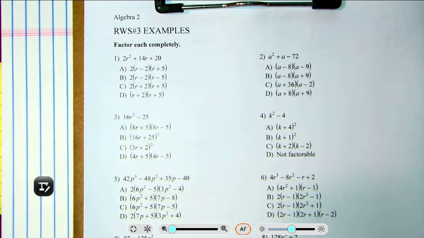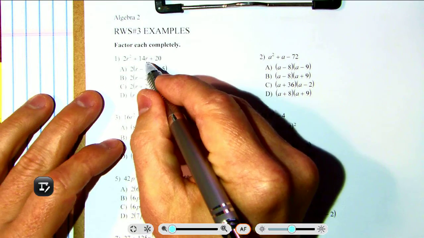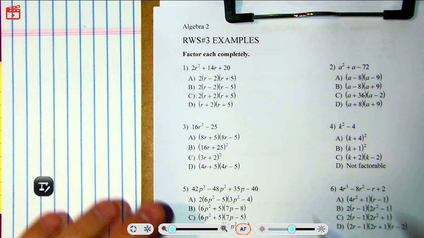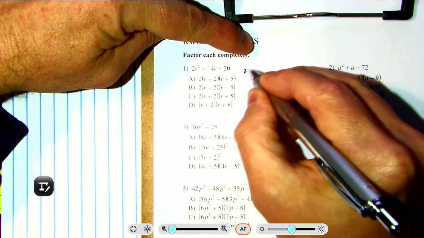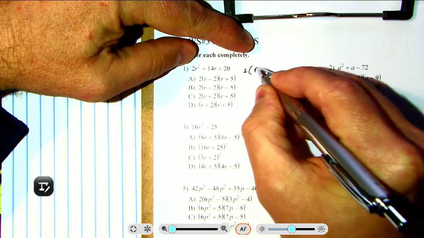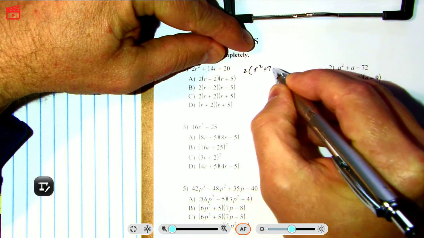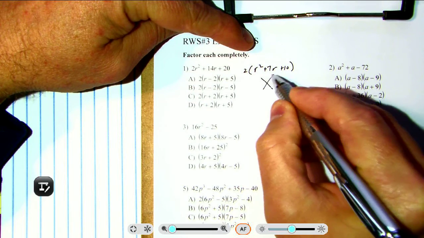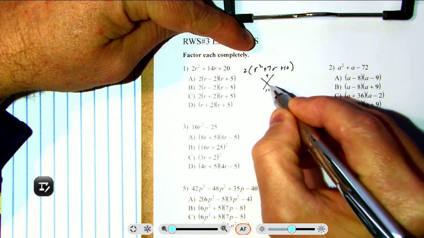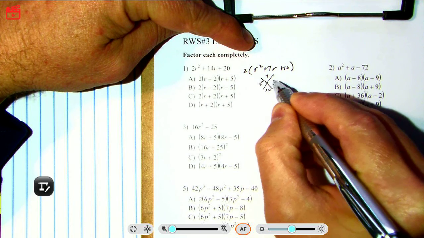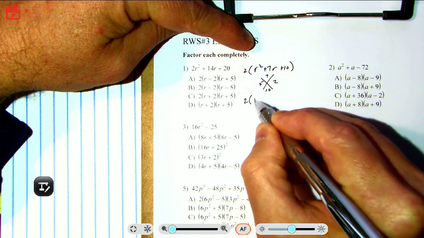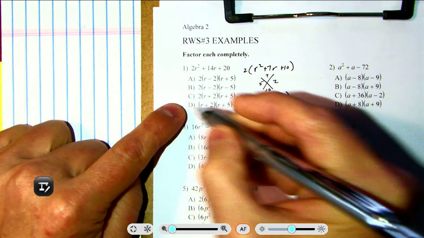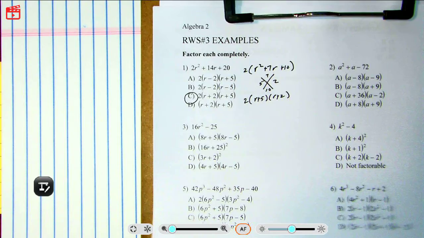And that's what we're going to see on our very first one right here. The greatest common factor of those 3 numbers right there is a 2. So we factor the 2 out of all 3 terms. It's going to leave an r squared, and then plus 7r, and then plus 10. And then you have a trinomial here. What adds up to 7 and multiplies to 10 is 5 and 2. So you're going to have a 2, and then r plus 5, and then r plus 2, which is letter C. Is that the correct answer?